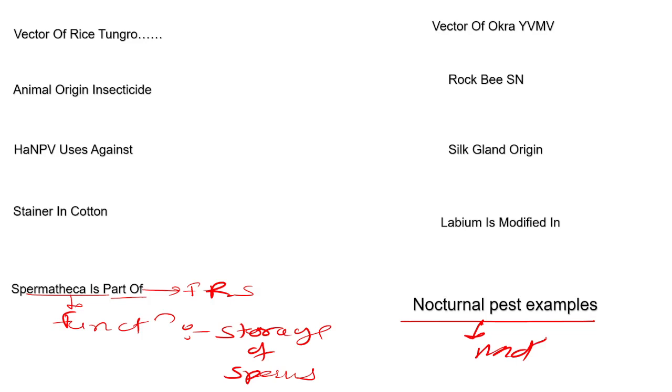Next question is nocturnal pest examples. All moths are nocturnal in habit, and well-known example is fruit-sucking moth. Why we call it a well-known example? Because of their havoc damage.